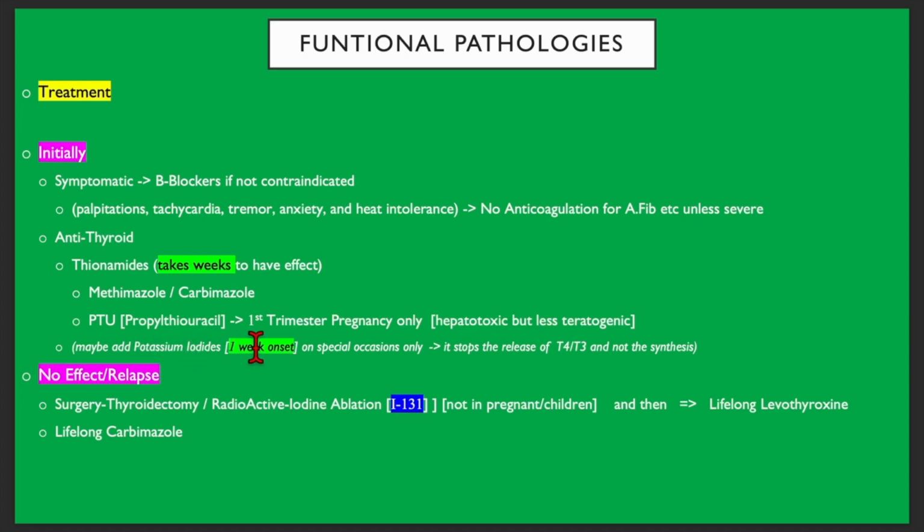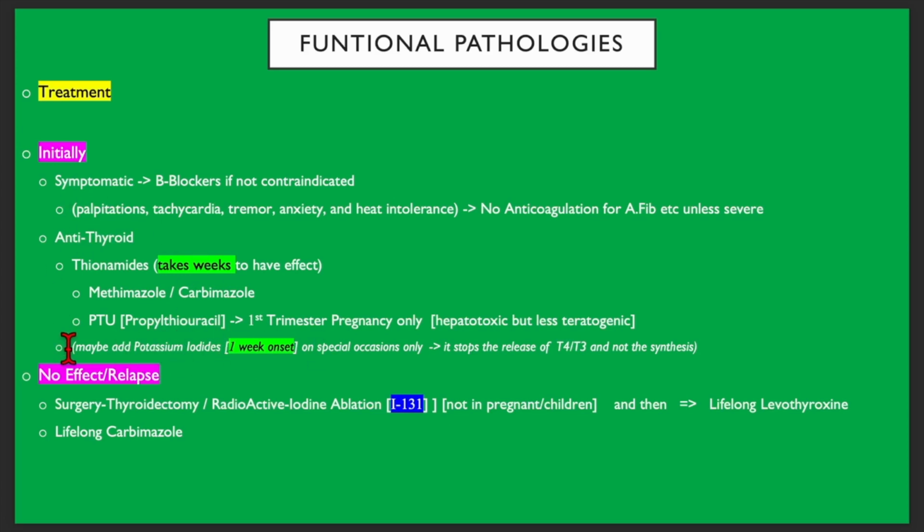These ones, they don't stop the synthesis, they stop the release from the swimming pool, from this colloid. So the methimazole and carbimazole, they will stop the synthesis. That's why they take weeks, because we already have preformed thyroid storage in our thyroid, preformed thyroid hormone, as we said. And then potassium iodides will stop the release of this preformed thyroid hormone. So that's why it's faster onset. Takes 1 week, not many weeks. So it's on special occasions only.